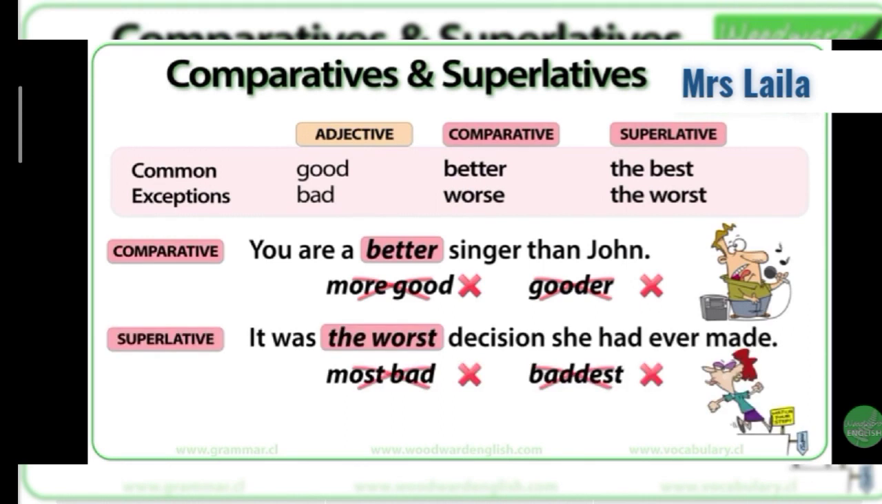We say better. With bad, the comparative is worse and superlative is the worst. For example, it was the worst decision she had ever made. We don't say most bad or baddest, no, we say the worst.